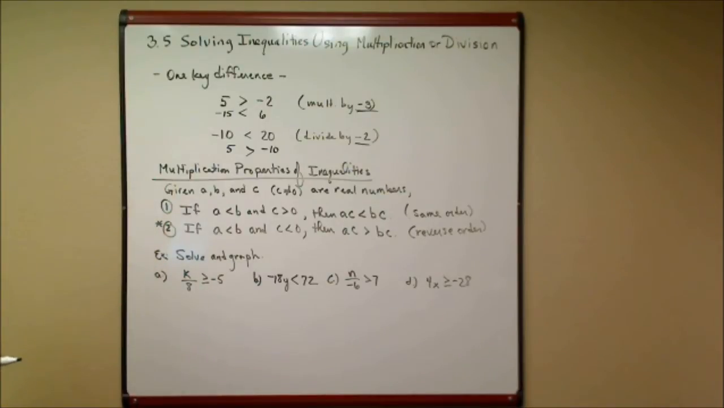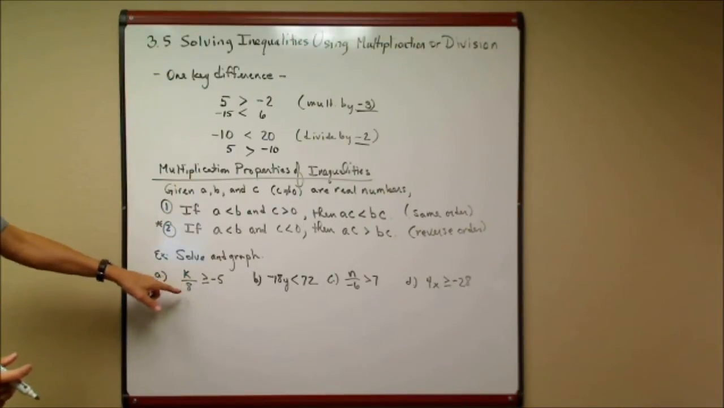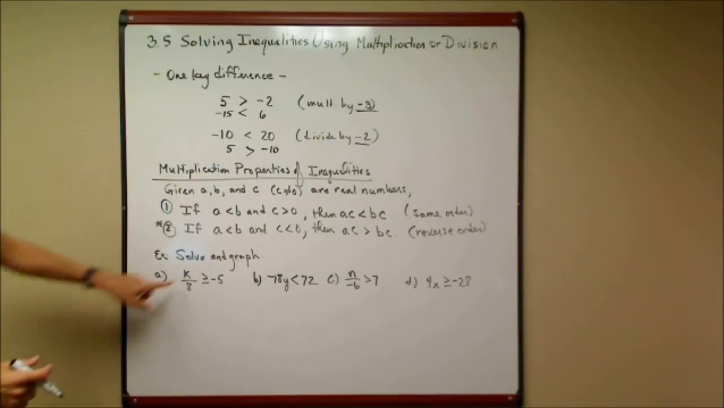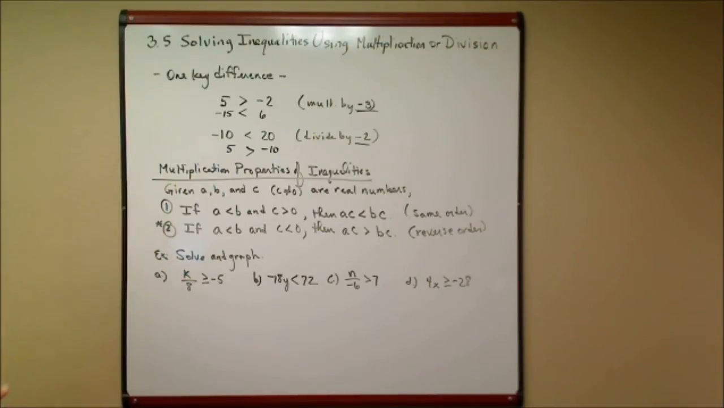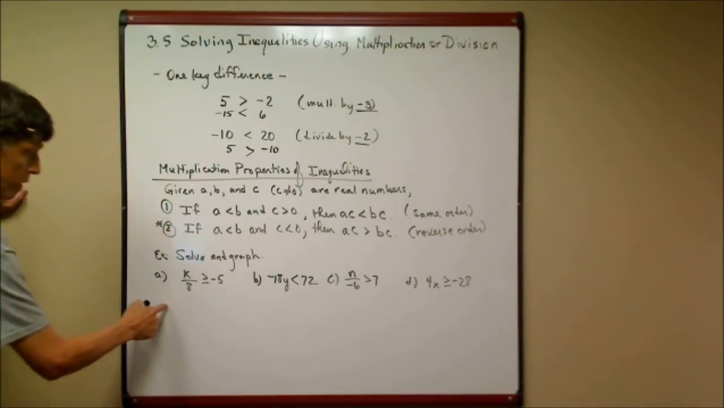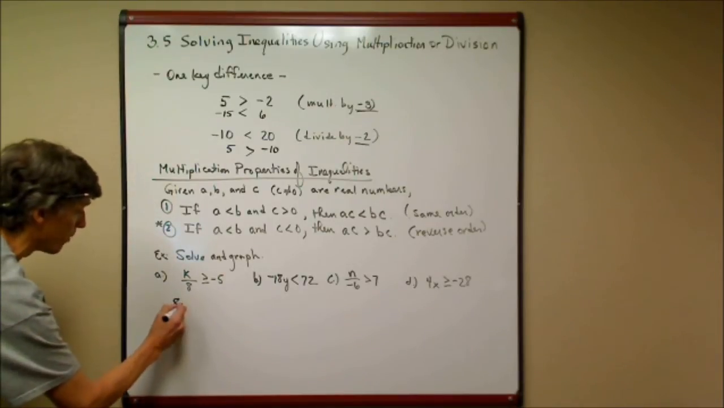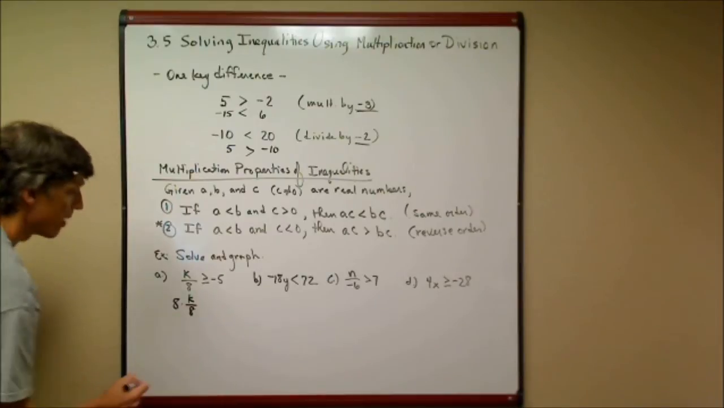Here's some examples. Solve and graph. Now, we're still graphing the solution sets on the number line. K over 8, K divided by 8, greater than or equal to negative 5. To solve for K, I've got to get rid of the 8 that's dividing into it. And we know the inverse of dividing is to multiply. So just like we did with the equations, I'm going to multiply both sides by 8.